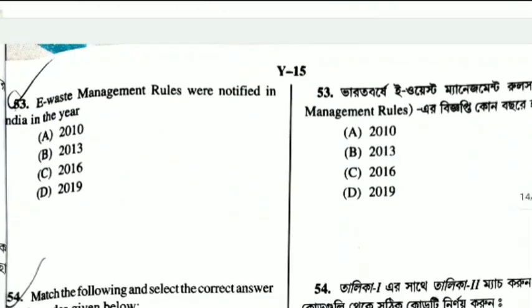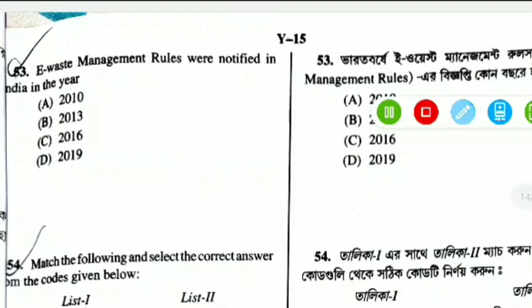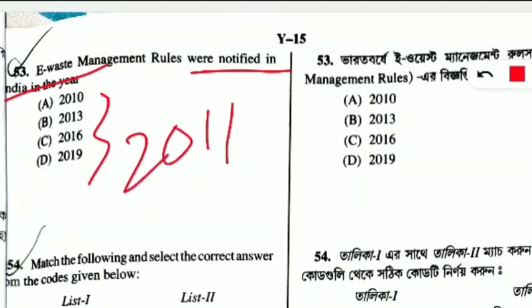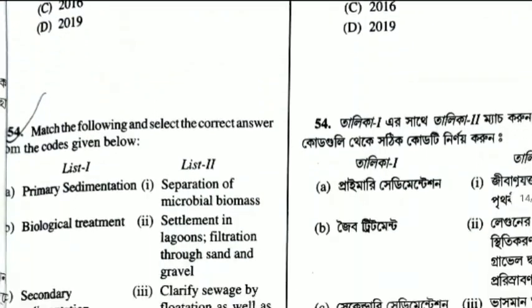Coming to the next question, question 53. E-waste management rules were notified in India in which of the following years? E-waste means electronic waste management rules. So it will be what? It will be none of this. Yes, actually it will be in 2011. So it came into force in 2012, but it is asking when it was notified, so it will be 2011. Let's move to the next question, question number 54.